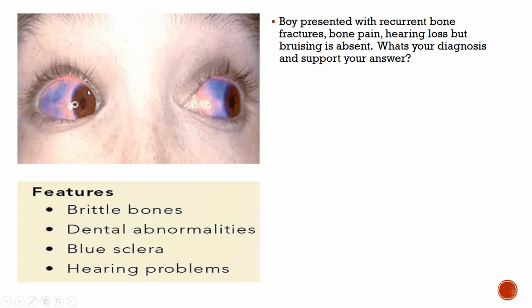Okay, something we call osteogenesis imperfecta, also called brittle bone disease. It tends to present with recurrent fractures, bone pain, hearing loss, and they might tend to confuse you. You wouldn't even think this is from musculoskeletal pathology.